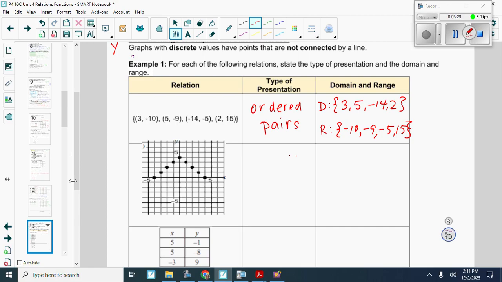So here's another example of a relation. We would call this one a graph. We could even say this one is a discrete graph, and it's discrete because it just has little dots. Now for this one, when we're doing the domain and range, you actually have to pull the X and Y values off of the graph for each dot.